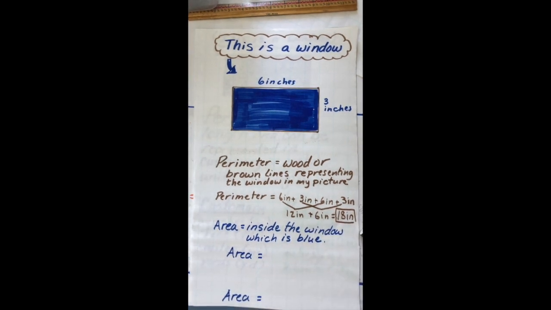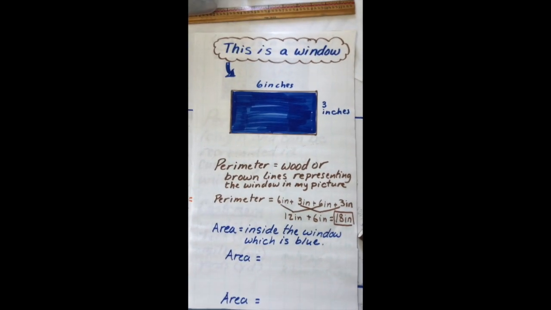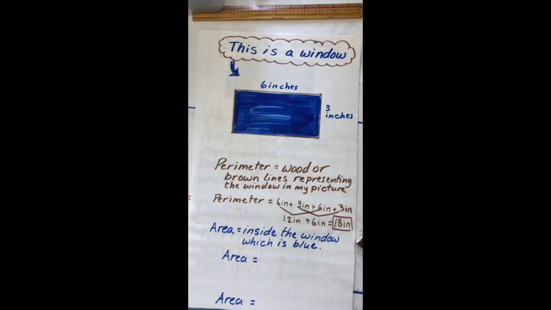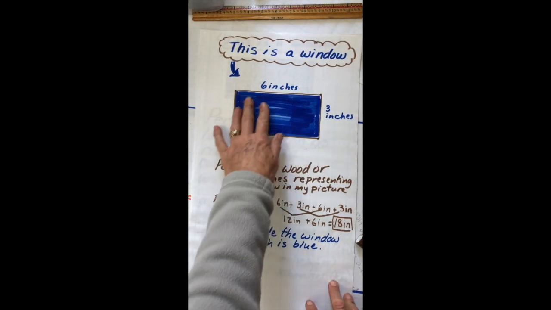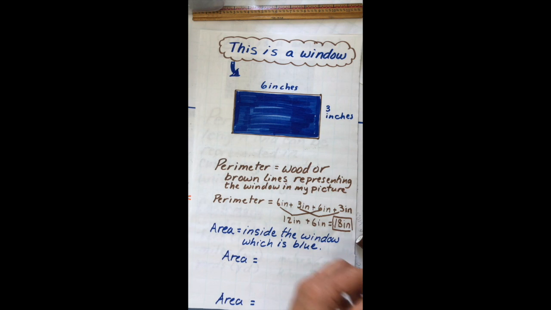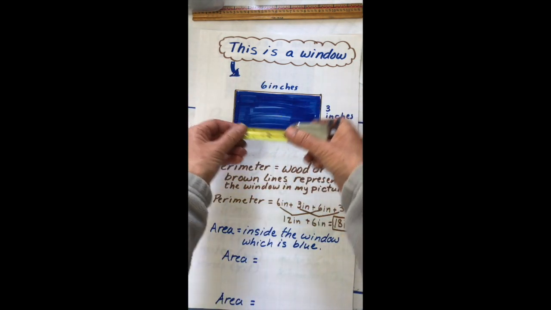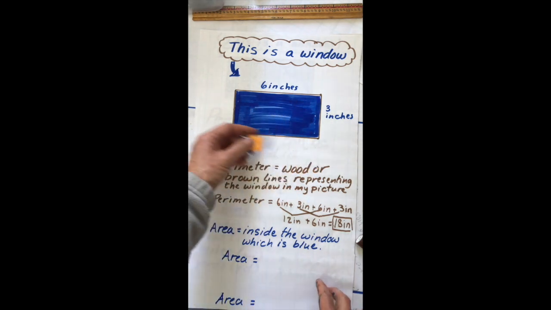Now, to find the area, sorry, my battery was running low. The area is the inside of this window, which is blue. Now, you couldn't measure that with this. How do you measure that? If you were going to be putting in carpet in your house, you would put in squares, or tiles. So to measure this, we have to use squares.